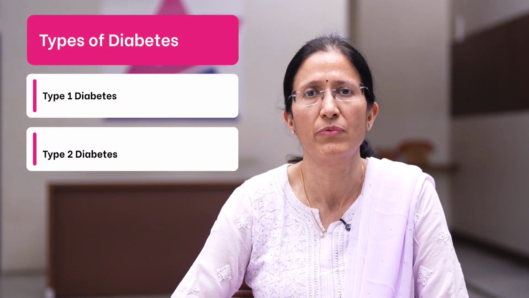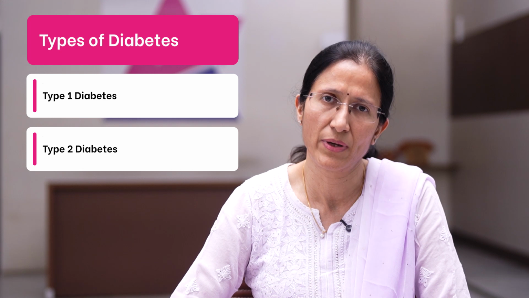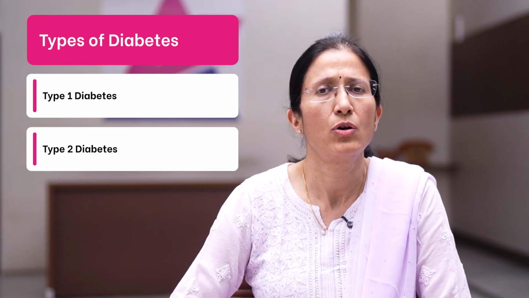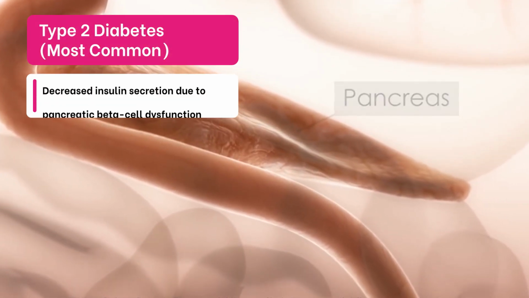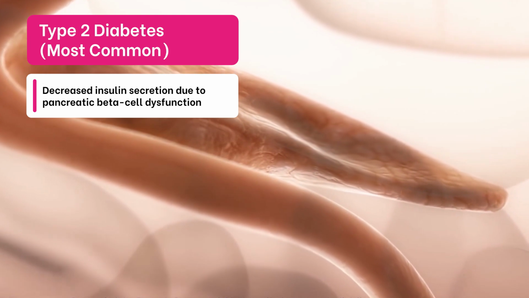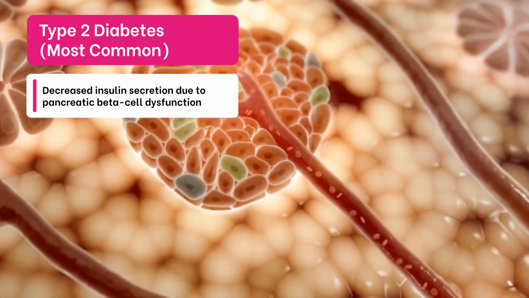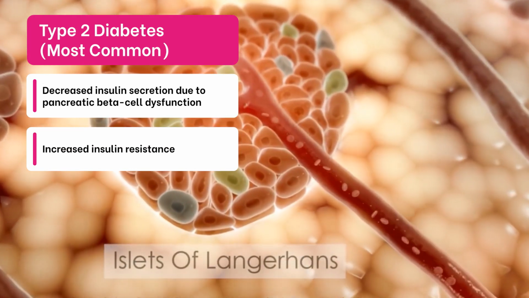Broadly, diabetes can be classified into type 2 and type 1 categories. Of course, there are other variants which we will talk about. The commonest variant is type 2 diabetes. So, type 2 diabetes primarily involves a decrease in insulin secretion because of a defect in the pancreatic beta cells as well as an increase in insulin resistance.